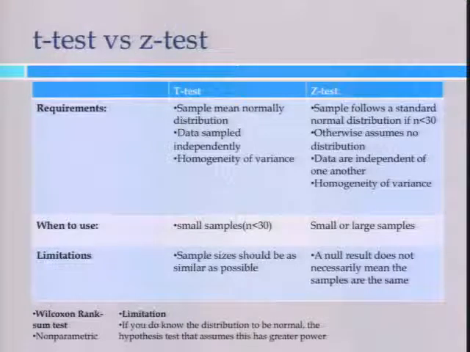As a non-parametric alternative to these tests, you can use the Wilcoxon rank sum test. And you might ask, why would you use a t-test if you can use the Wilcoxon rank sum test for any distribution, regardless of its shape? And that would be because if you do know the distribution to be normal, the parametric tests, such as the t-test, actually have greater power than the non-parametric tests.